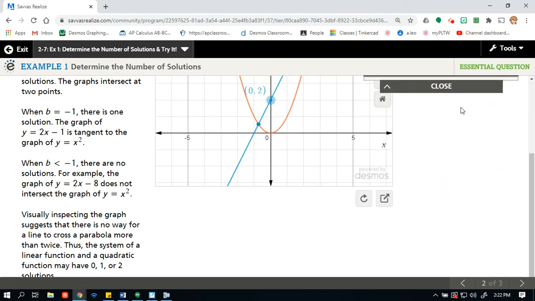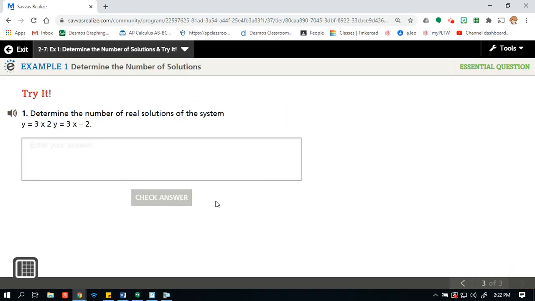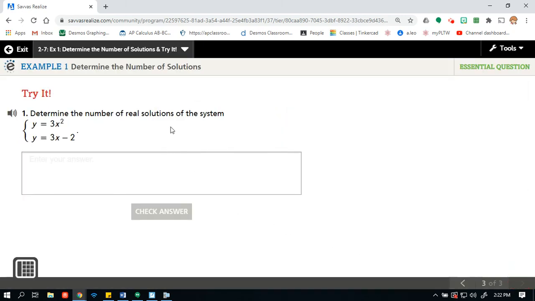All right, so from here, we want to find the real solution. So you might have 0 real solutions, 1 real solution, or 2 real solutions of the system of equations. And I would recommend trying it graphically, and I would recommend trying it algebraically.